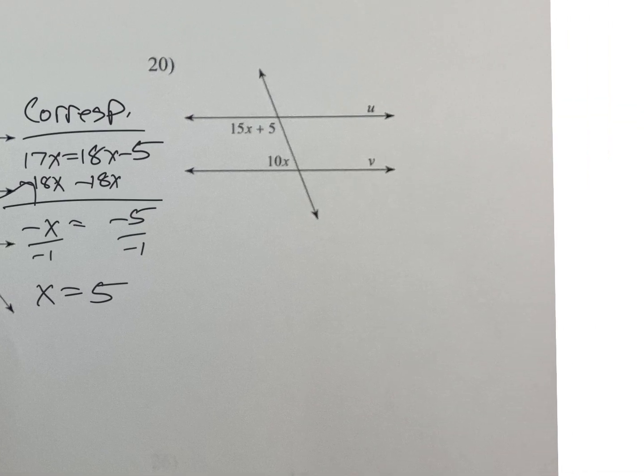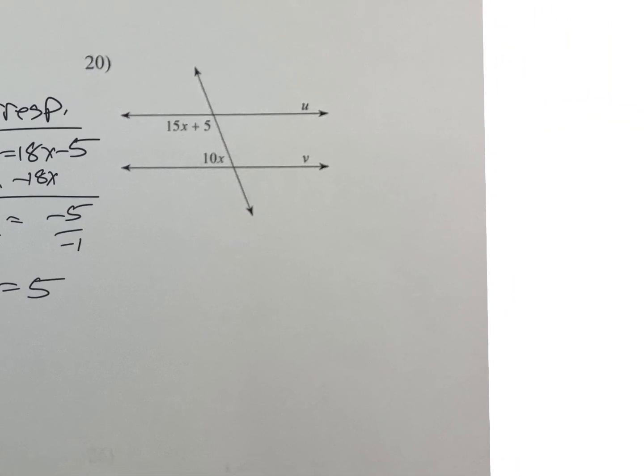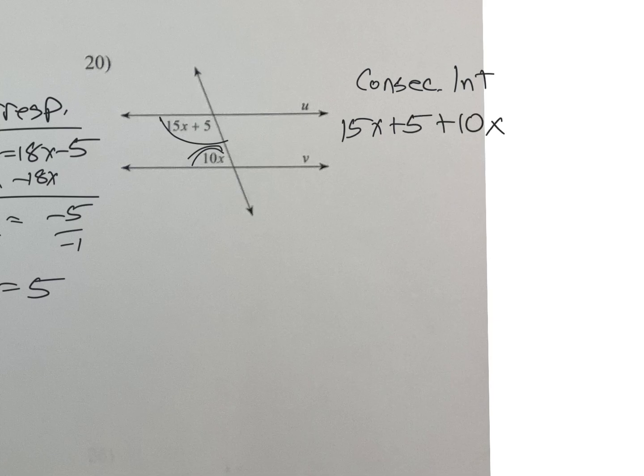Number 20. So now we have same side, but they're both interior, so that means consecutive interior angles. One's obtuse and one is acute. So you add them together. 15x plus 5 plus 10x equals 180.